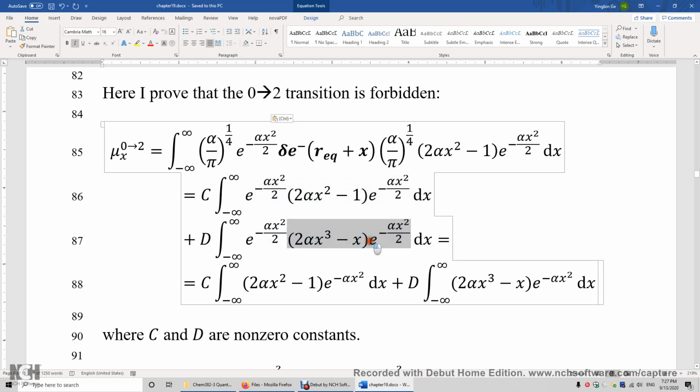Now let's look at this term. If you look at this integral, it's going to be 0 as well, but only because you are integrating an odd function from negative infinity to positive infinity. The integral of any odd function from negative infinity to positive infinity is 0 because you have two parts.